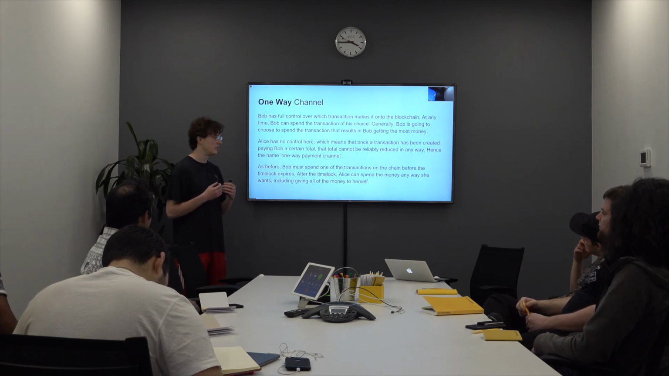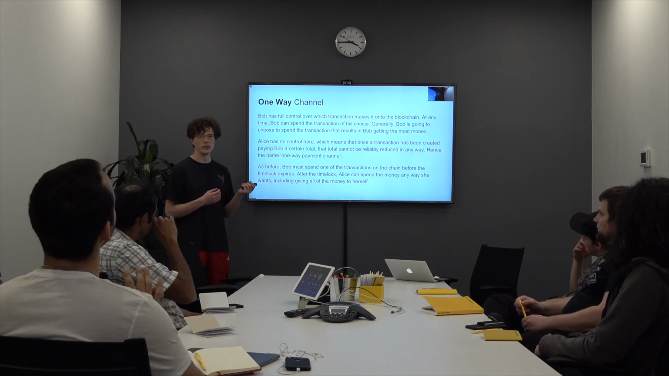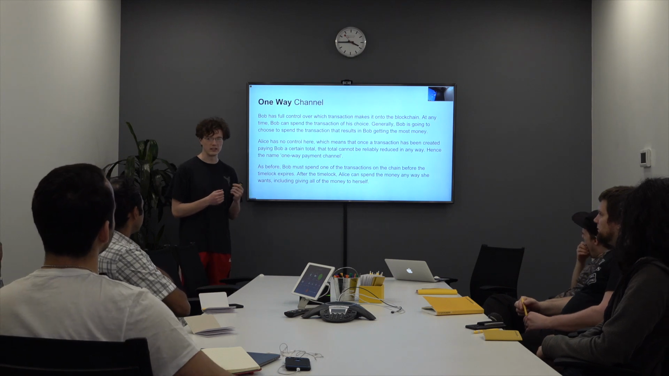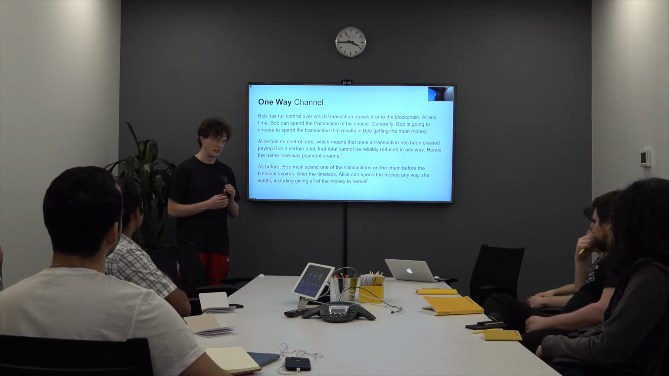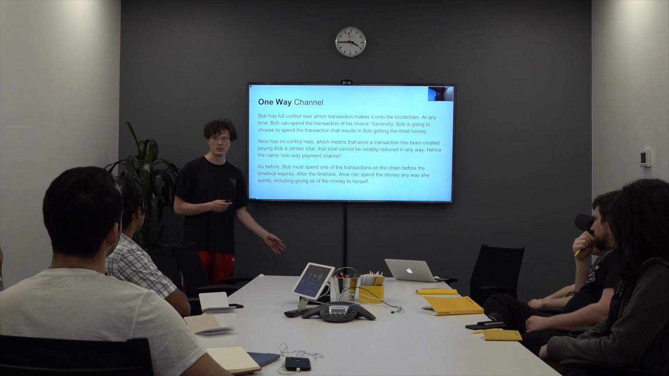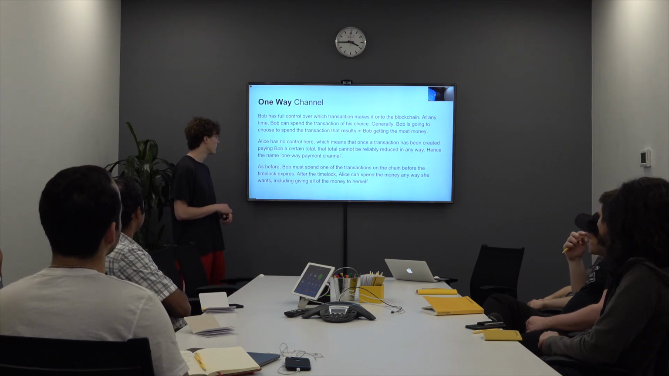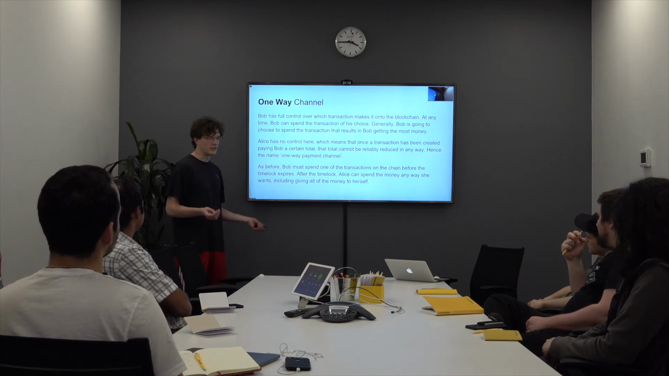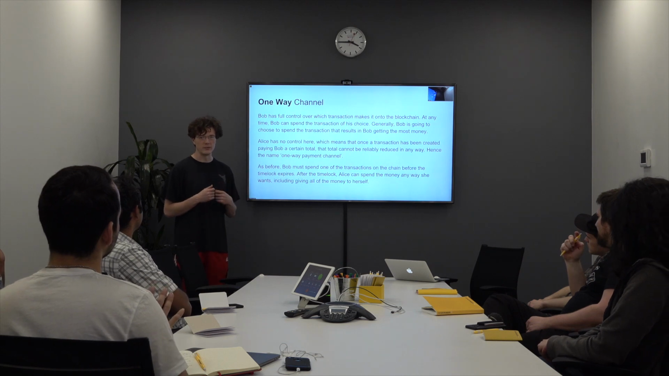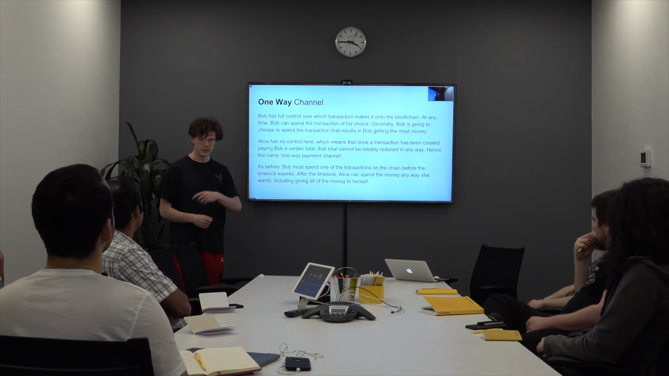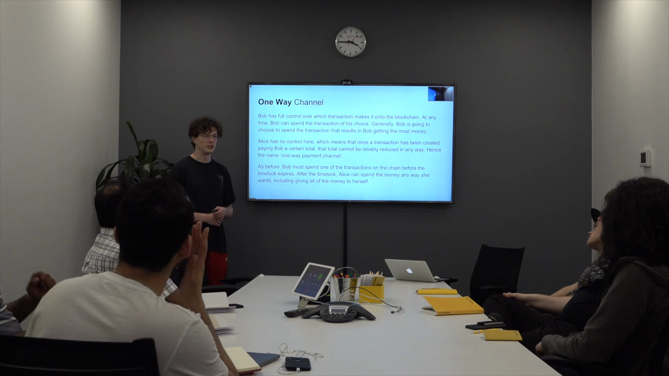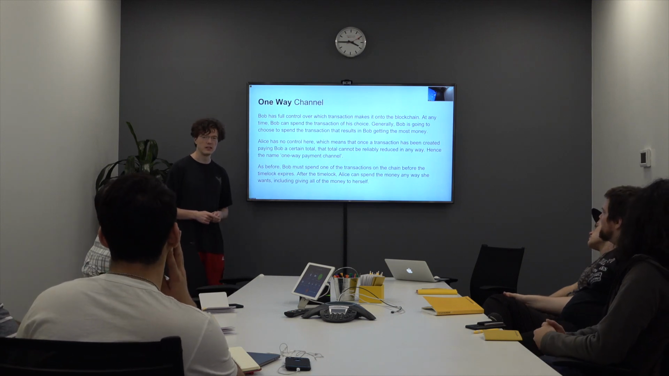That's why these payment channels are one way. There's no way for Alice to claw money back, because Bob can easily just use an old transaction. And then as before, if Bob wants to claim the money, Bob has to spend the desired transaction before the time lock hits.